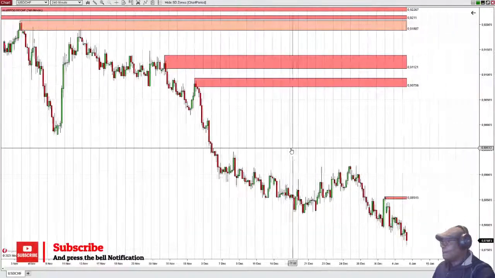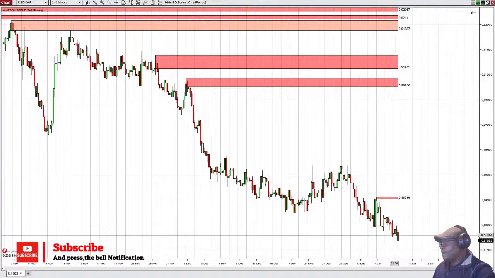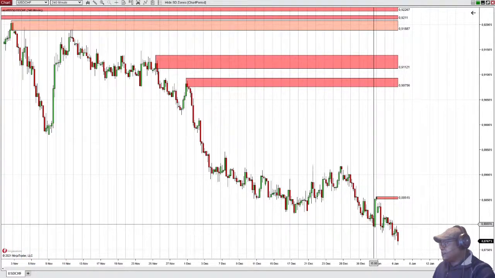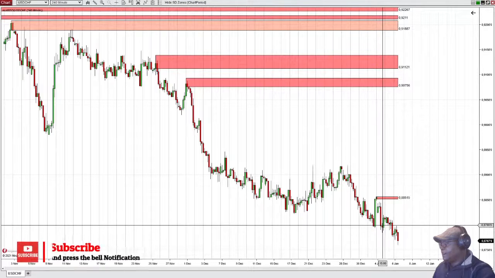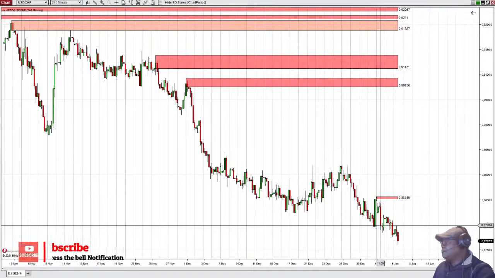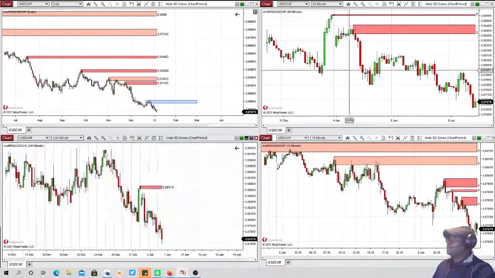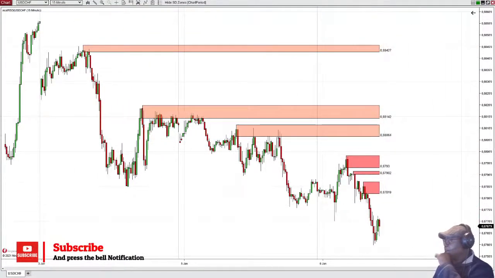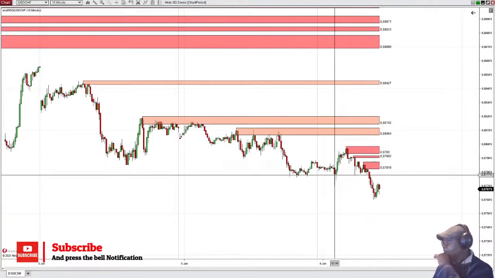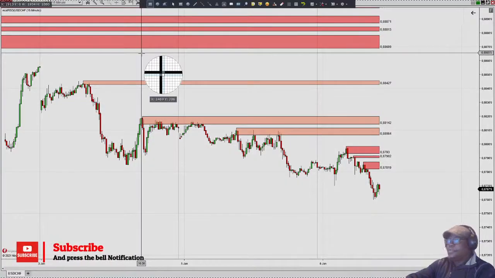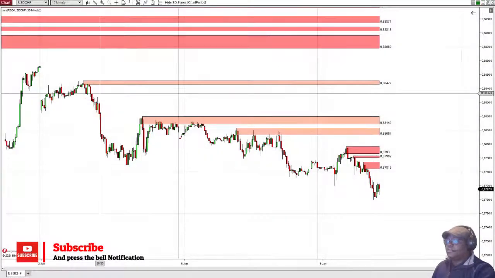4 hour, same thing. See, look, where did it test? It comes back and retests. Not much. Let's see today. A short time trade. If I can get a short time trade from this, as it tested it.